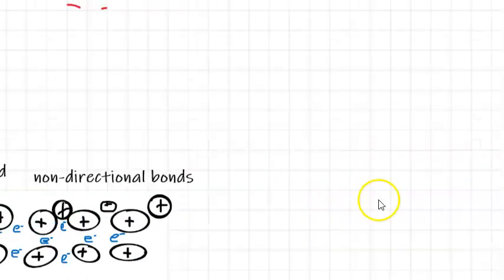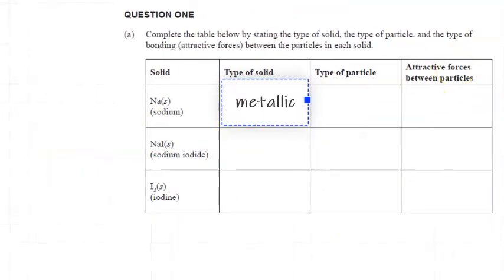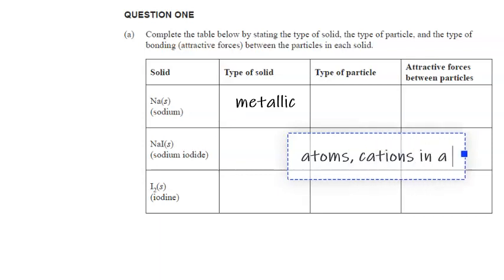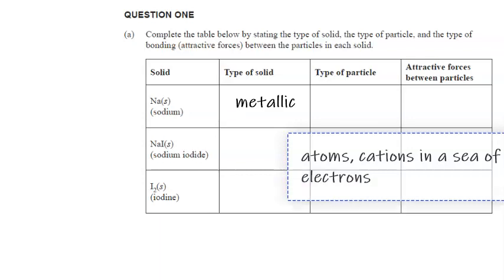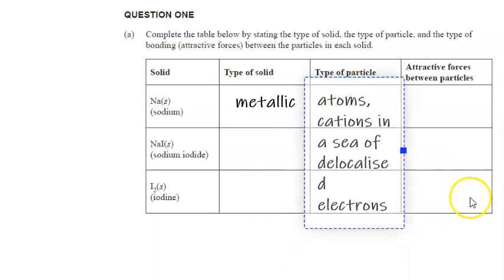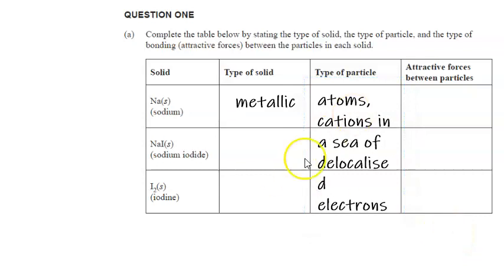So the wording that you can use is simply atoms, which is nice and easy to write. Or you can say cations in a sea of delocalized electrons. So either or, you need to memorize one of those. Atoms would be the easiest one to remember, but for me, cations in a sea of delocalized valence electrons paints more of an image of it. But whatever works for you, you get the mark for both. And the attractive forces between particles are the metallic bonds. So you just write metallic bonds.